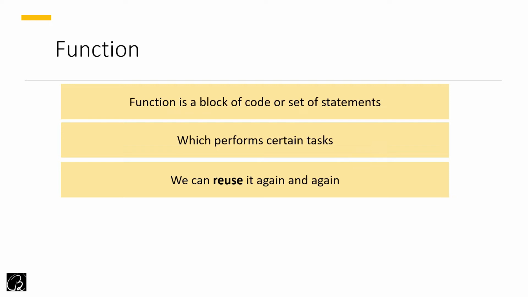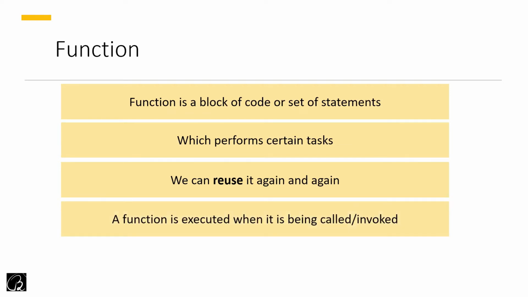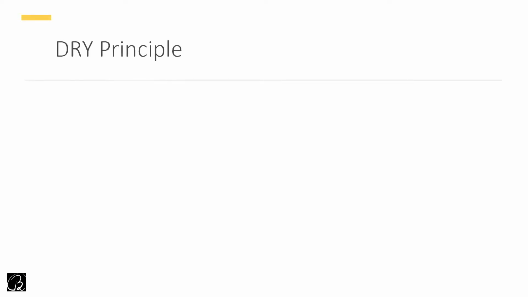But how can we use it? In order to use it, we have to call that function, or we have a term called invoke. You can use invoke. So a function is executed when it is being invoked or called. Now you might be thinking, why do we need function and how did it come about, right? In order to understand that, you have to understand one principle called the DRY principle. It means don't repeat yourself.